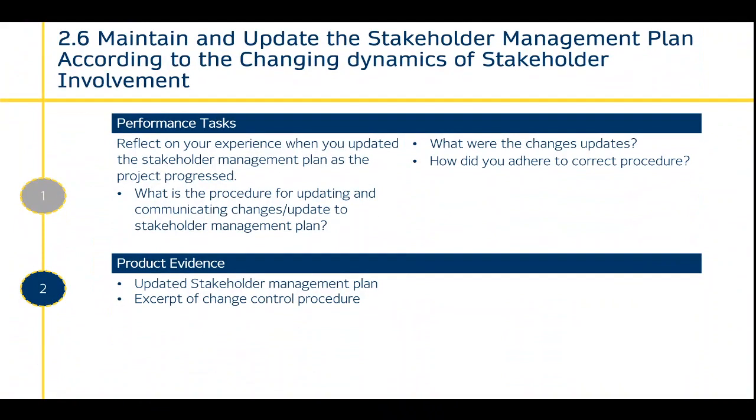2.6, maintain and update the stakeholder management plan according to the changing dynamics of stakeholder involvement. There is links here to your other PM units where you are updating the project management plan. So for example, you're updating the stakeholder management plan, you're updating the schedule management plan, risk management plan, quality management plan. If there's an element there of stakeholders changing as well, that could also be used as holistic evidence. This is specifically to do with stakeholders though, so keep that in mind.